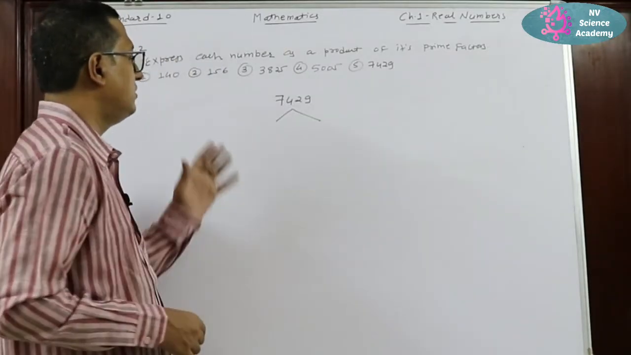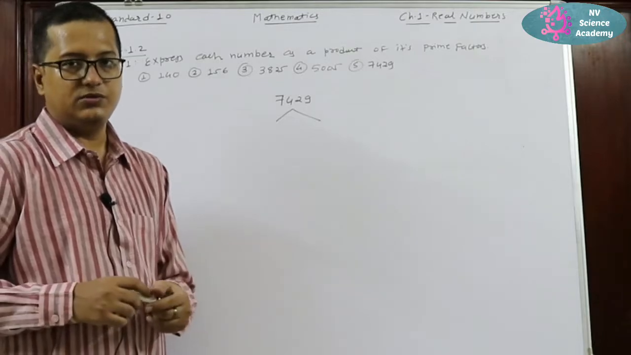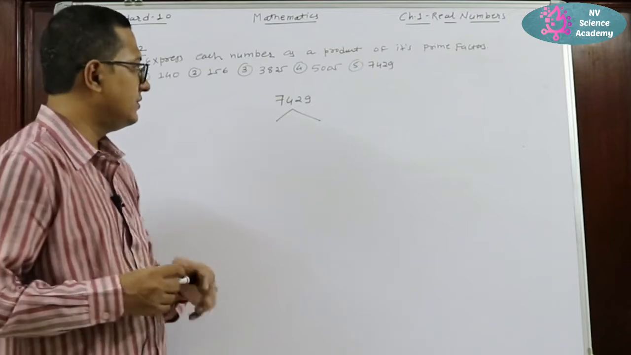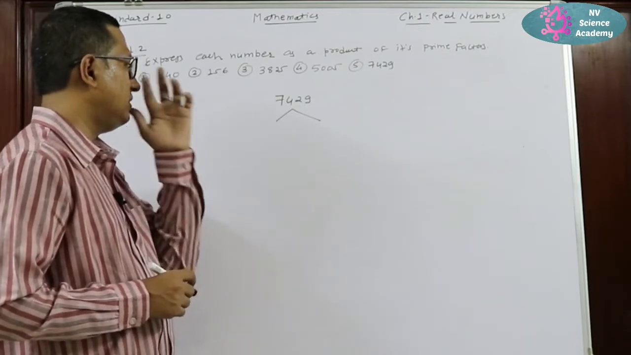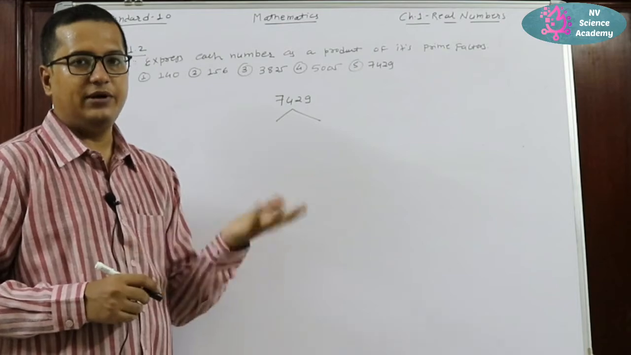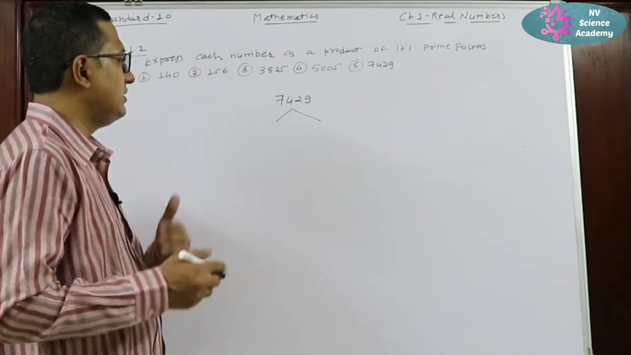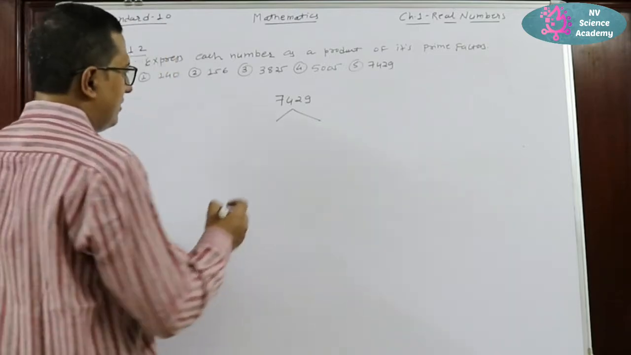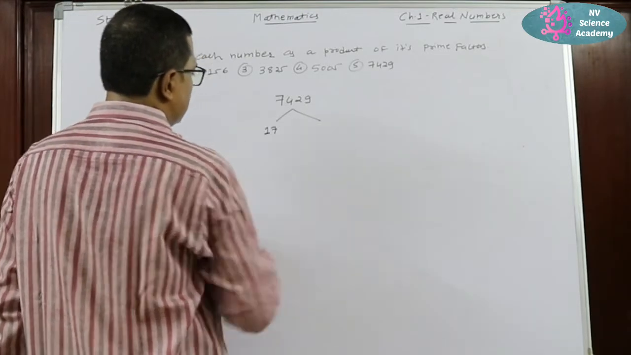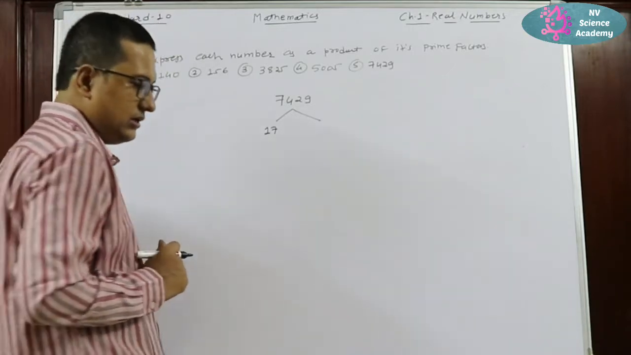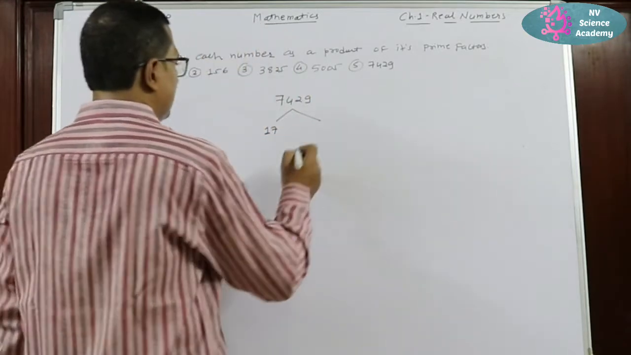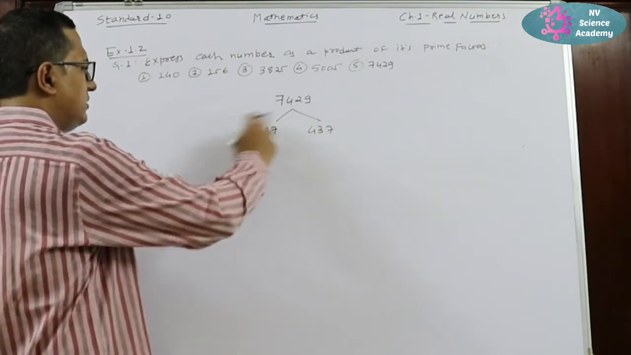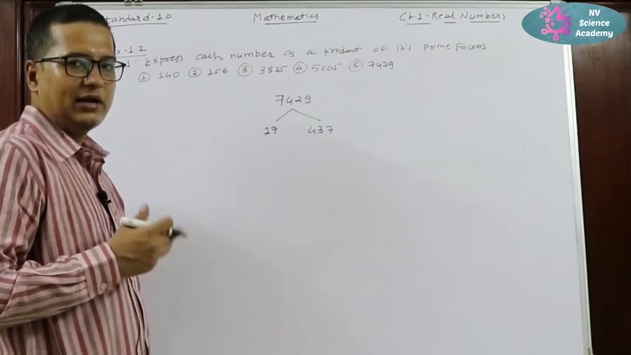7429. Here it is not an even number, so there is no chance for 2. The sum is not divisible by 3, so there is no chance for 3. It does not end with 5 or 0, so we cannot divide it by 5. So by using the trial and error method, I have found that we can divide it directly by 17, and 17 is itself a prime number, and the quotient is 437. So this you can find out by the trial and error method.